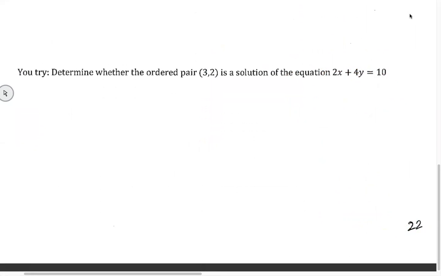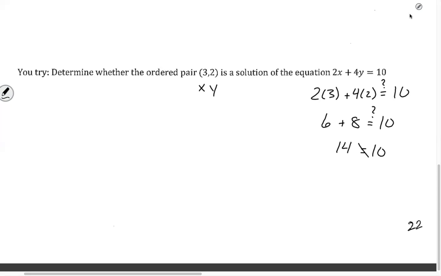All right, so for this guy, we're going to label it x, y. I'm going to have 2 times 3 plus 4 times 2. And I'm asking, does that equal 10? 6 plus 8, does that equal 10? And the answer would be no, it's not. So this means that the point (3, 2) is not on my line and is not a solution.